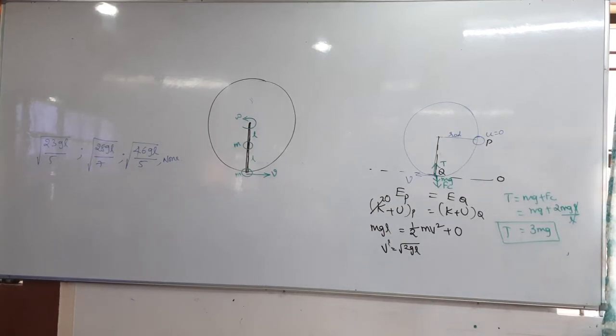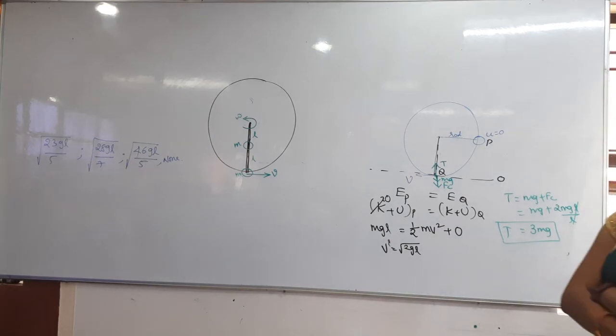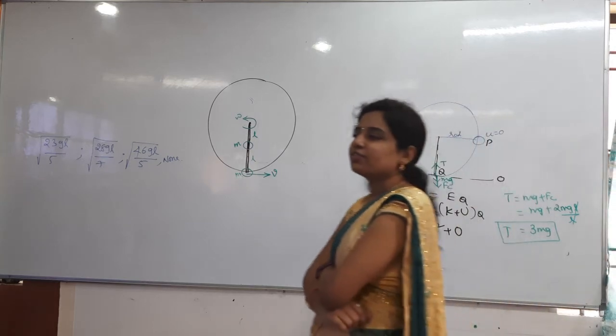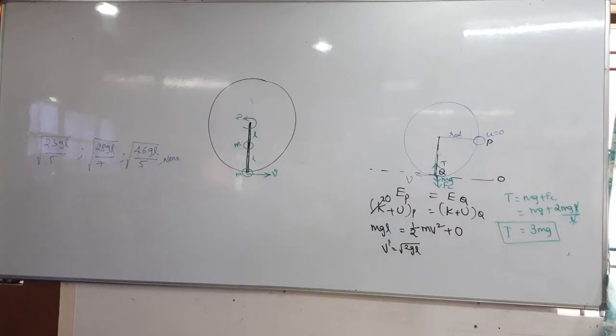Same velocity, different velocity. For two masses, same velocity or different velocity? How they are related? Will two masses have the same velocity or different velocities? Different velocity will be there. They are connected at different places. One is at the end, another is in the middle. They will have different velocities.